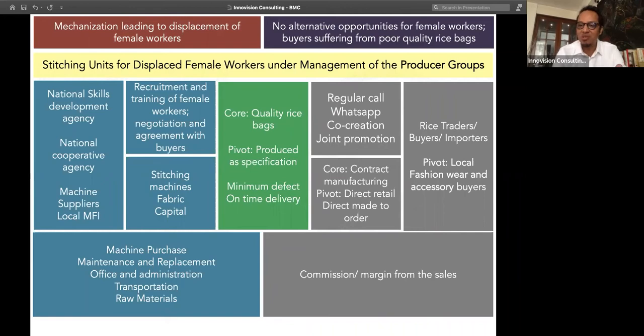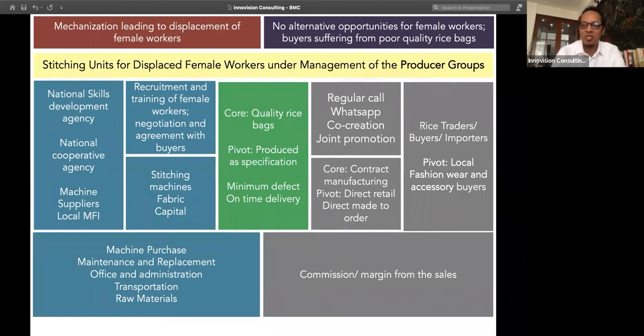So those are the channels through which the products are reaching the buyers or the customers. And then they're retaining the customers through regular support calls. There are WhatsApp groups, they're communicating to the buyers through WhatsApp groups, they're getting the demand, they're trying to solve their problems, they're co-creating the products, they're undertaking joint promotions. So all of these are sustaining the relationship between the producer groups and the buyers and traders.